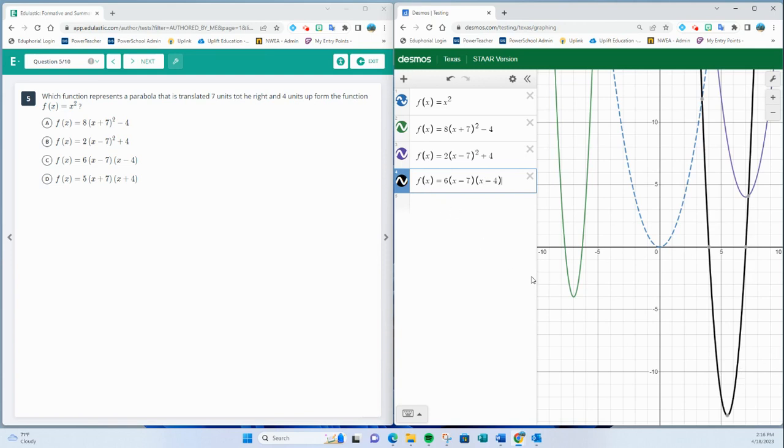This one right here definitely didn't do what it was needing to do. And I'm actually not even going to type in that last one because I can see right here, this purple one. I looked at where it started at 0, 0. This one moved 7 units to the right and 4 units up. So it would be B.